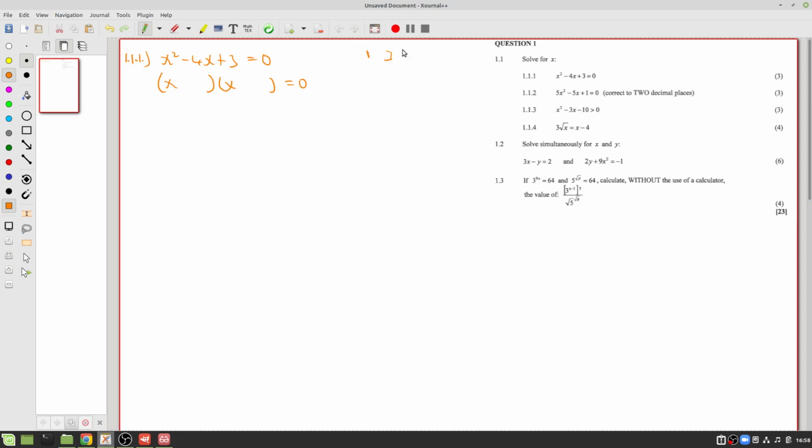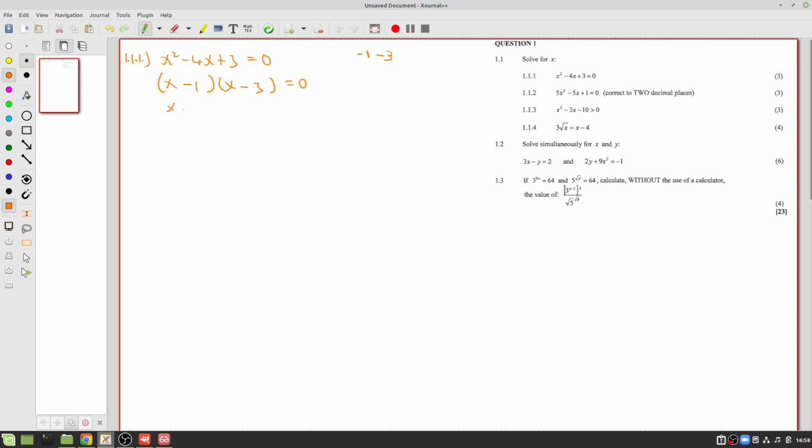But if we add or subtract these two, then we need to get the middle term, the negative 4. So if it's minus 1 minus 3, that'll give us negative 4, right? And what is negative 1 times negative 3? Positive 3. So that's right, that's our answer. Negative 1, negative 3. And you can always check by multiplying back out if you get back to your original answer.